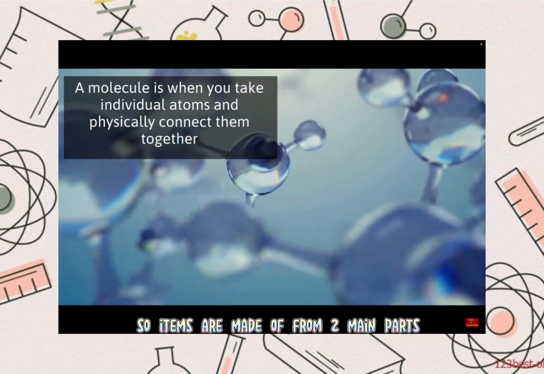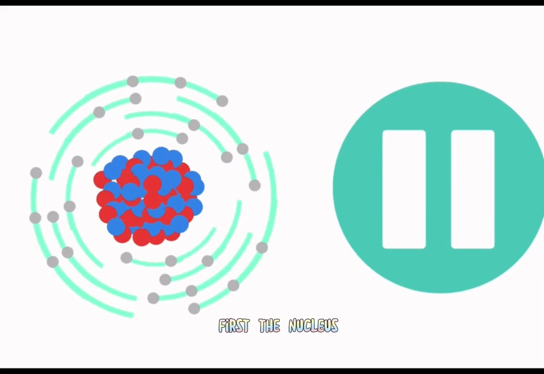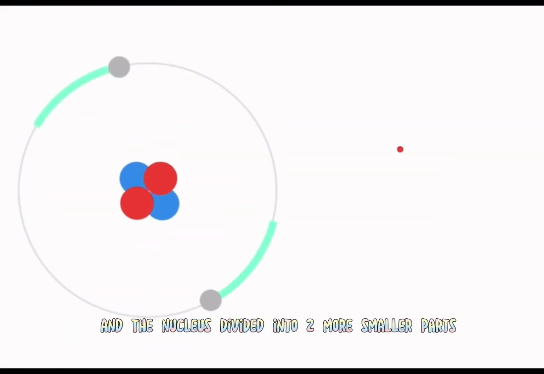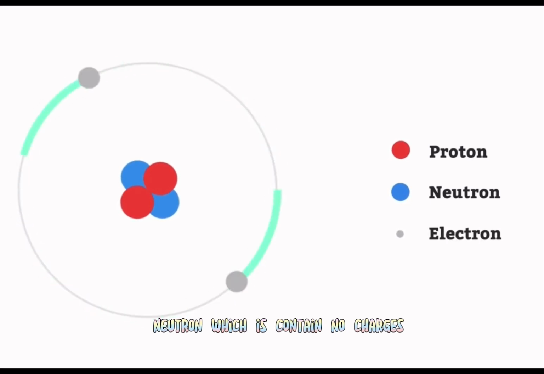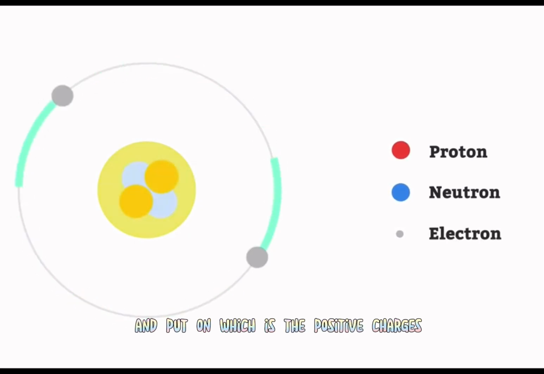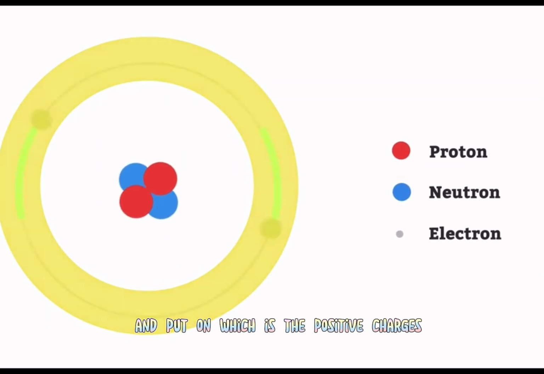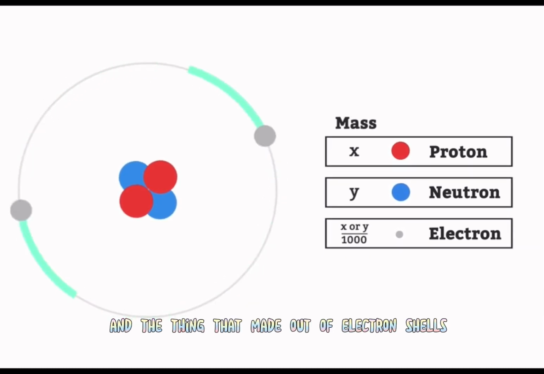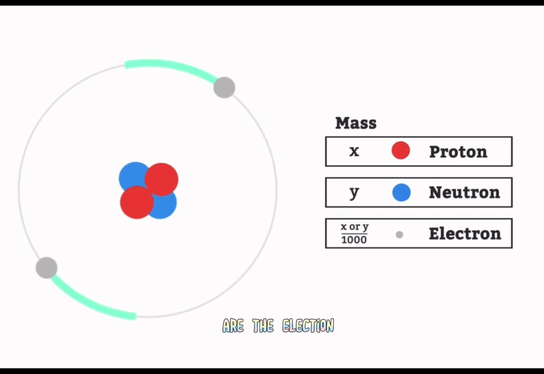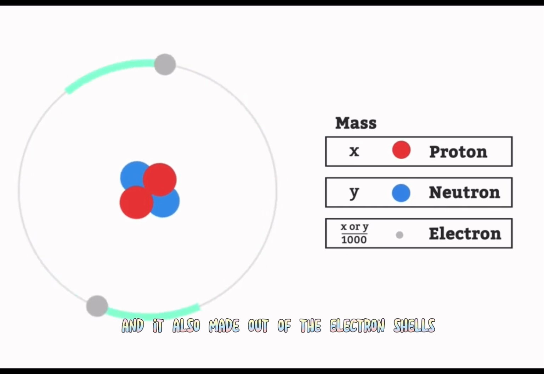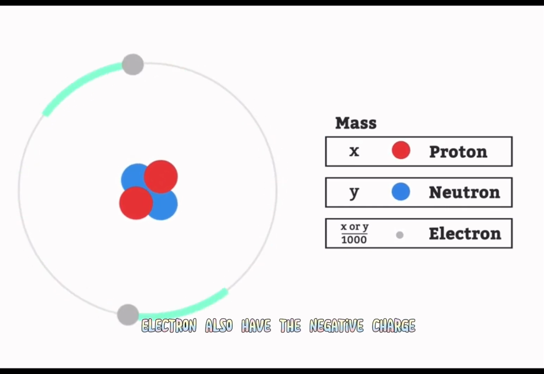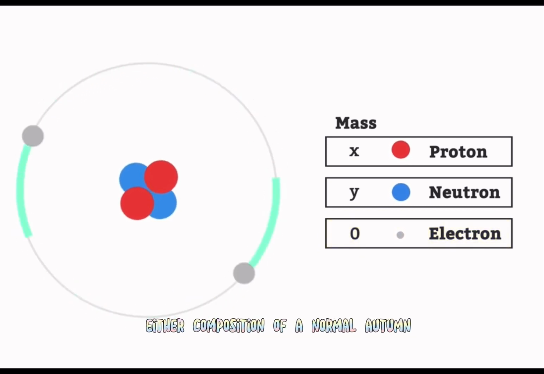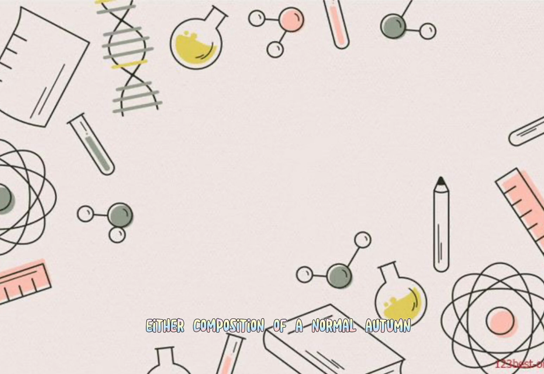Atoms are made up of two main parts. First is the nucleus, and the nucleus is divided into two smaller parts: the neutron, which has no charge, and the proton, which has a positive charge. Outside the nucleus are the electron shells, which are made up of electrons. Electrons orbit around the nucleus. Electrons also have a negative charge. As you can see in this picture, this is the composition of a normal atom.